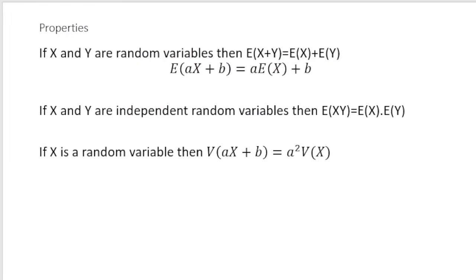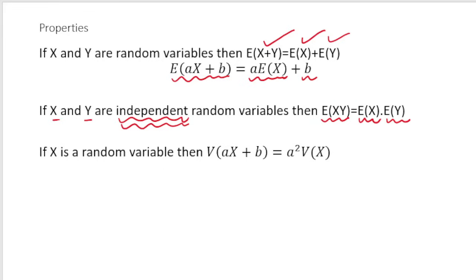Now there are certain properties, and based on these properties also questions are asked. The first property is that if x and y are random variables, then expectation of x plus y is equal to expectation of x plus expectation of y, and expectation of ax plus b is a times expectation of x plus b. Second property is that if x and y are independent random variables, and I highlight the independent, then expectation of x into y is expectation of x into expectation of y.